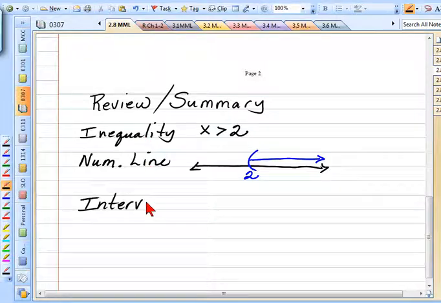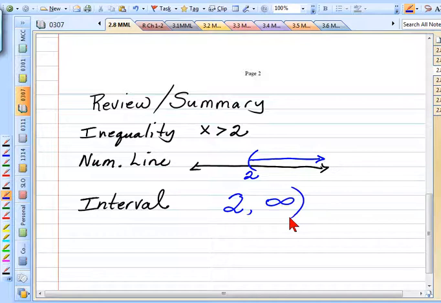Inequality, number line. The next thing we need to know is what will it look like as an interval? Well, it has to be from left to right. What's the leftmost value? Infinity? Oh, no, 2. And on the right, infinity. Always parentheses at the infinity, and this time parentheses at the 2. So inequality, number line, interval.